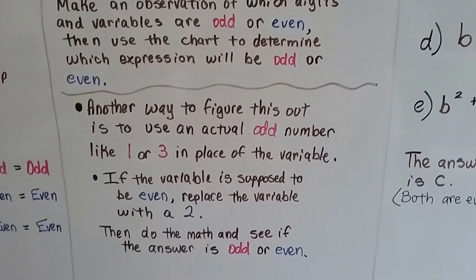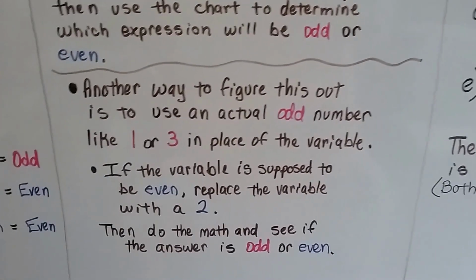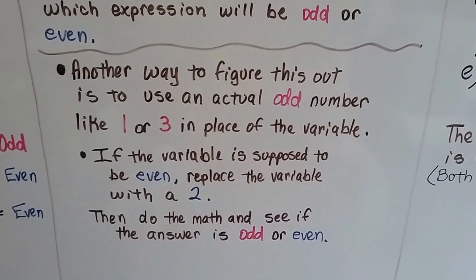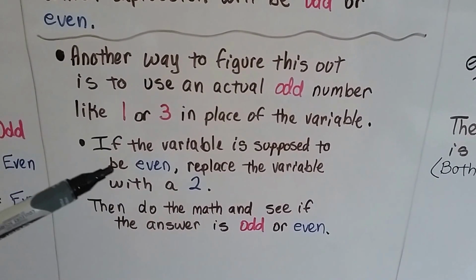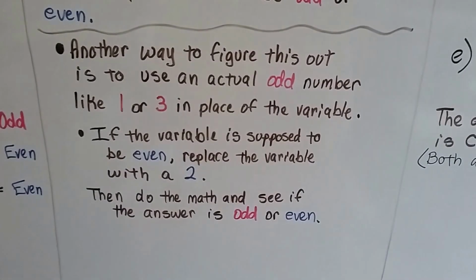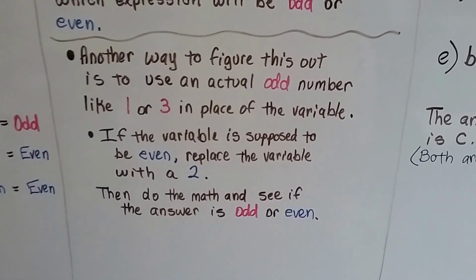Now, another way to figure this out is to use an actual odd number, like a 1 or a 3, in place of the variable. And if the variable is supposed to be even, replace it with a 2, an even number, and then do the math to see if the answer is going to come out odd or even.